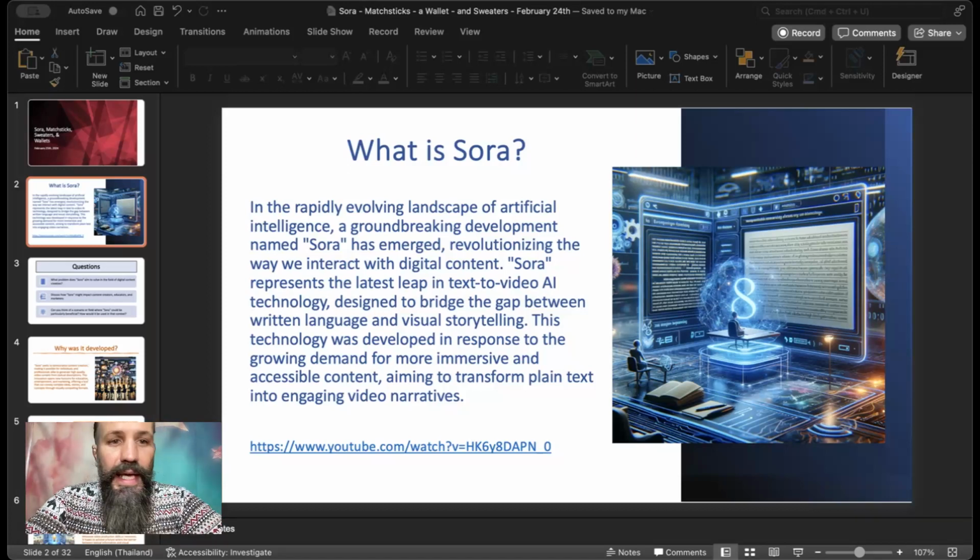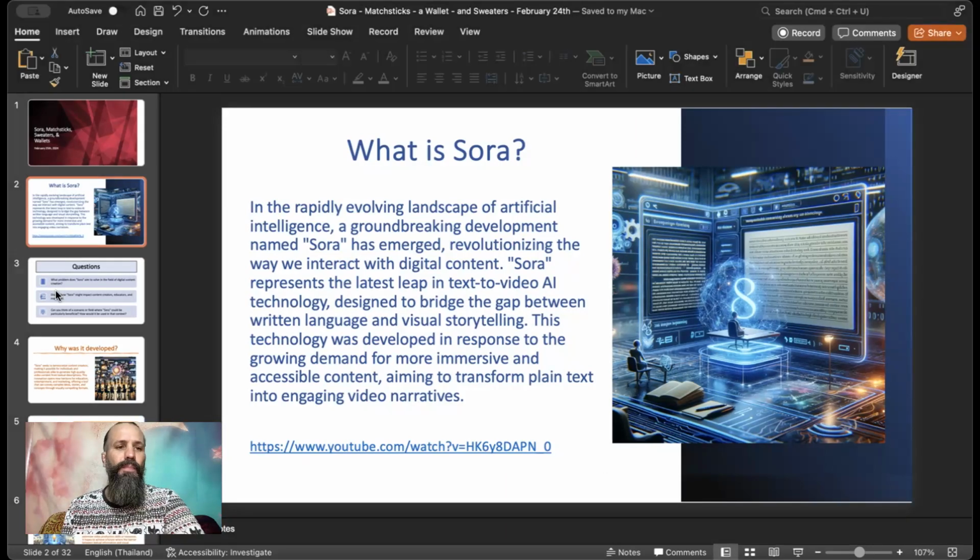What is Sora? In the rapidly evolving landscape of artificial intelligence, a groundbreaking development named Sora has emerged, revolutionizing the way we interact with digital content. Sora represents the latest leap in text-to-video AI technology, designed to bridge the gap between written language and visual storytelling. This technology was developed in response to the growing demand for more immersive and accessible content, aiding to transform plain text into engaging video narratives.